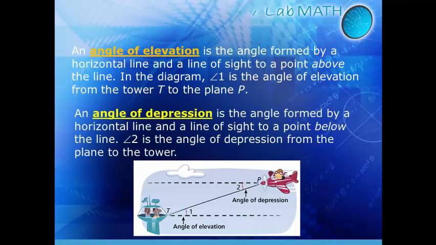An angle of depression, on the other hand, is the angle formed by the horizontal line and the line of sight to a point below the line. Angle 2 is the angle of depression from the plane to the tower.